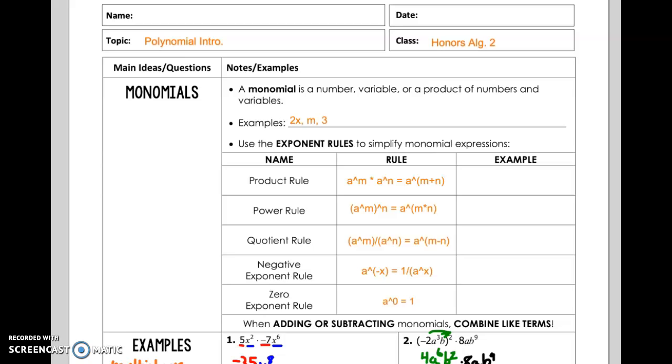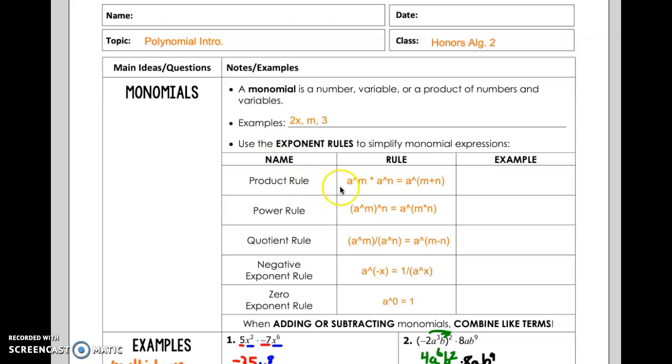So let's just go through a couple things. A monomial is just a single term. So it can be a number like 3, a variable like m, or a product of numbers and variables like 2x. So that's a monomial, mono meaning one term. And then we're going to go over exponent rules.